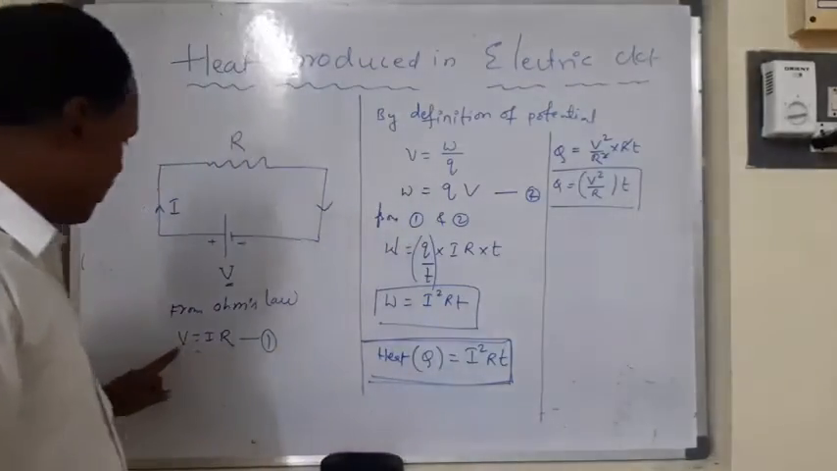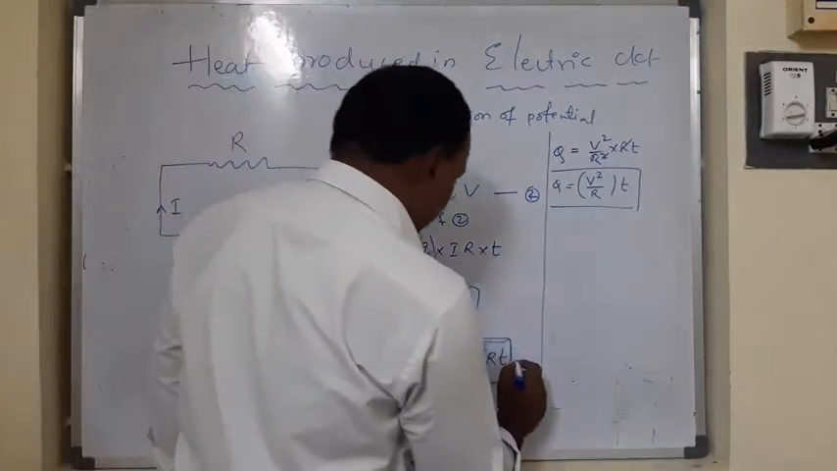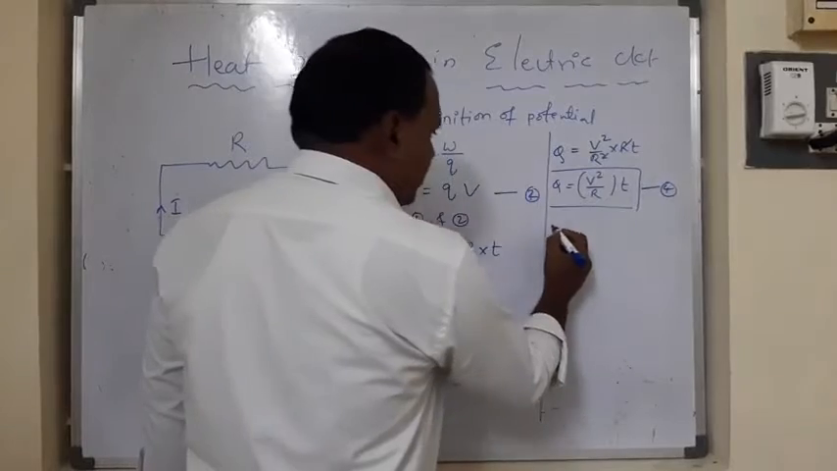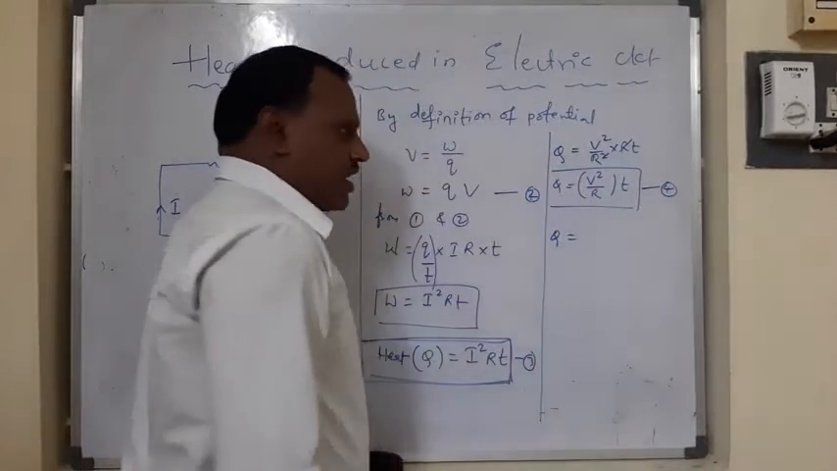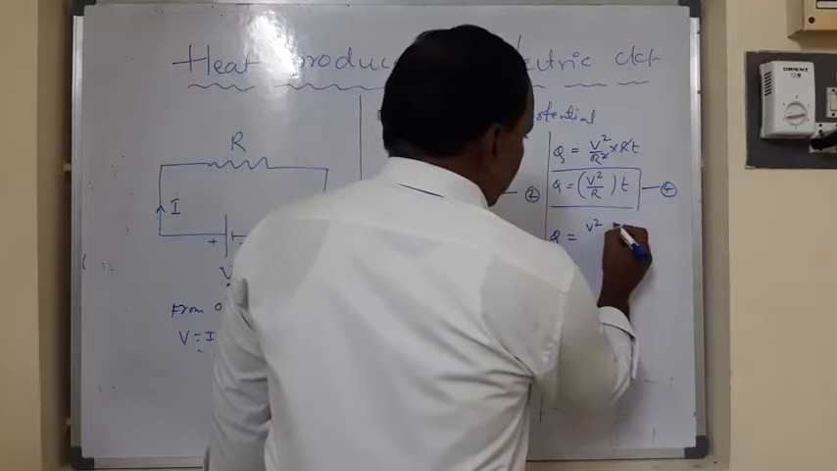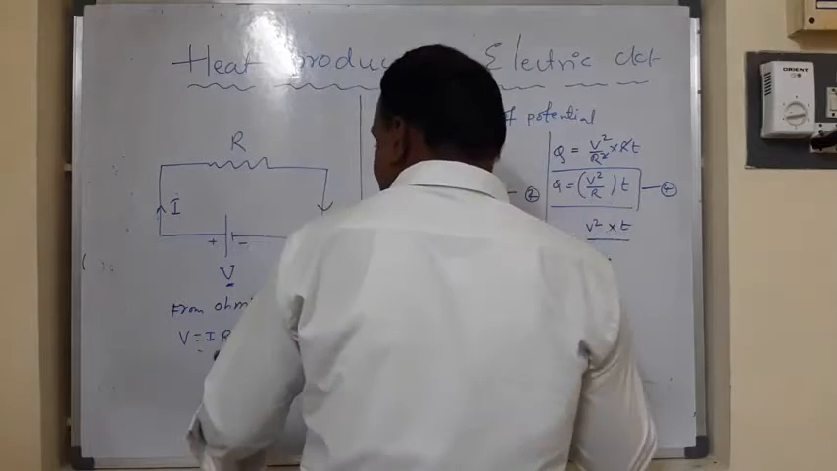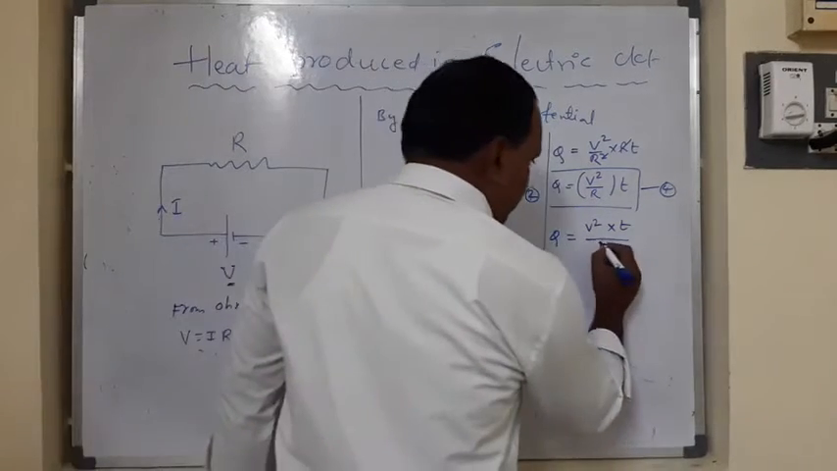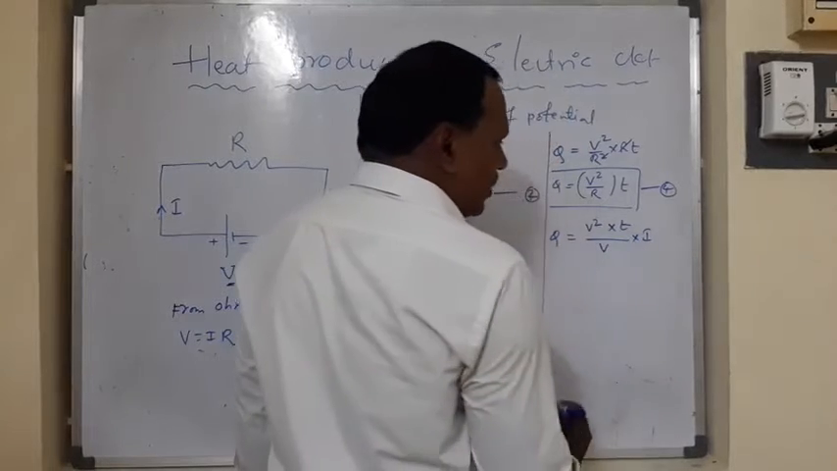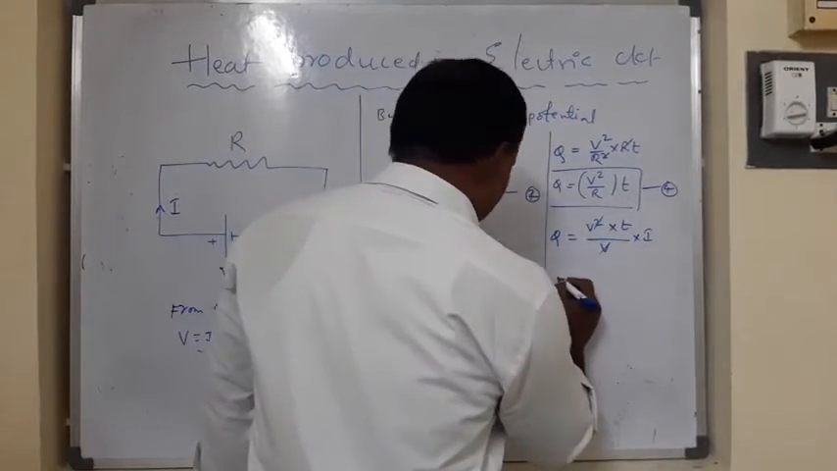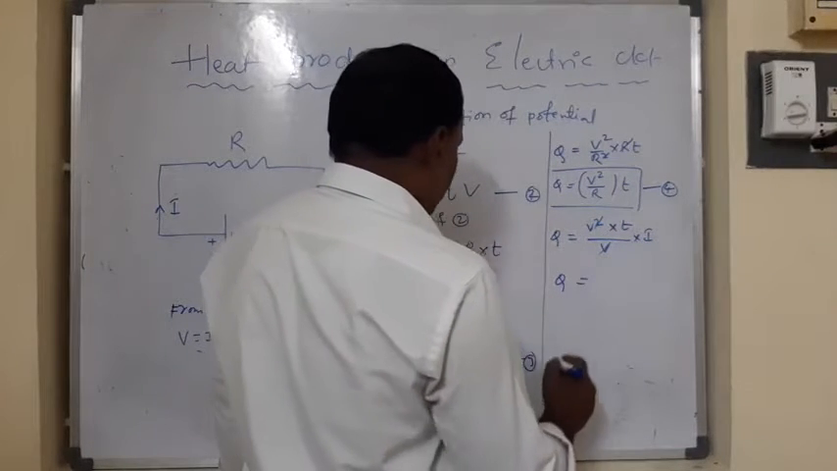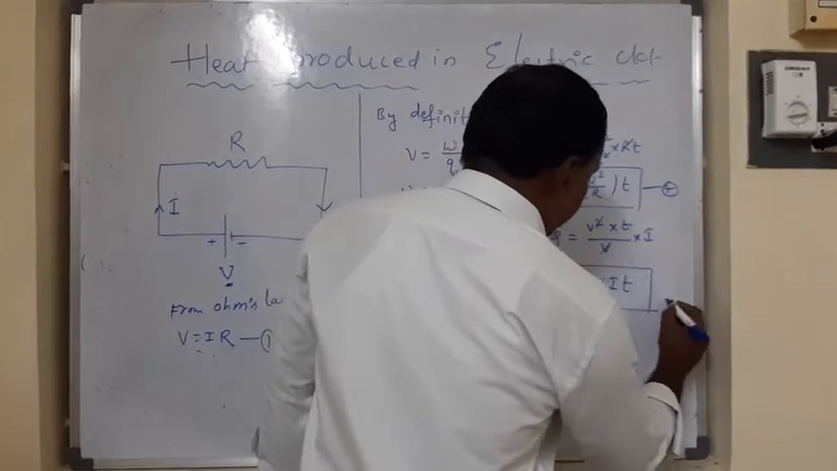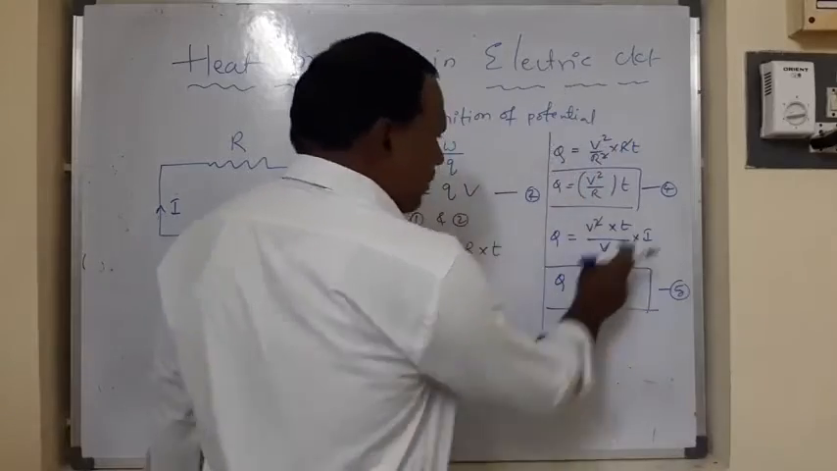We can also eliminate the resistance. R can be written as V by I. So this is the third equation, this is the fourth equation, and now you can write the same equation in terms of potential and current, V square into T upon R. R can be written, by using Ohm's law, as V by I. So one of the V is cancelled, and we get Q is equal to VIT. That will be the fifth equation. This is 3, 4, 5.